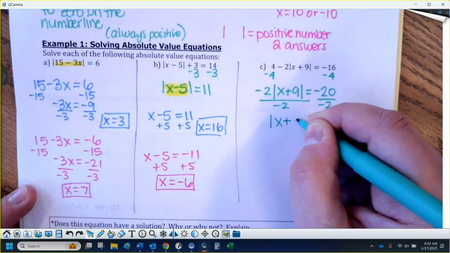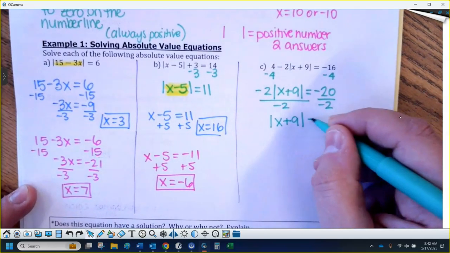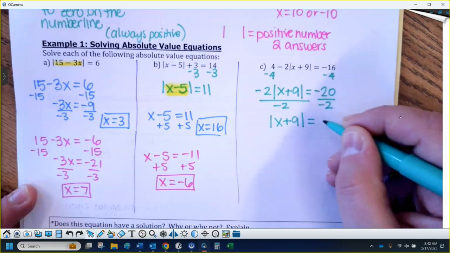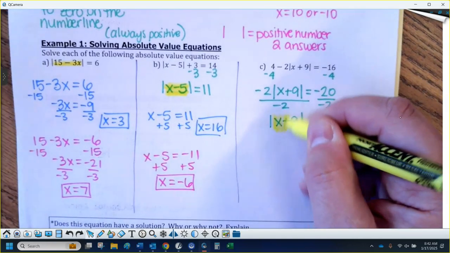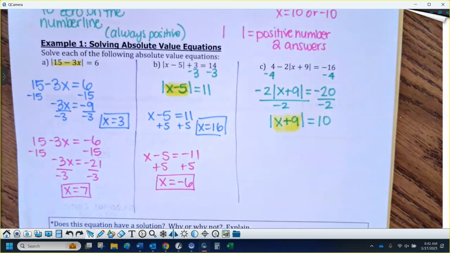So I get absolute value, x plus 9. Now, negative 20 divided by negative 2 is positive 10. So your absolute value has to be equal to a positive number. We're going to talk about what happens next if that's not the case.